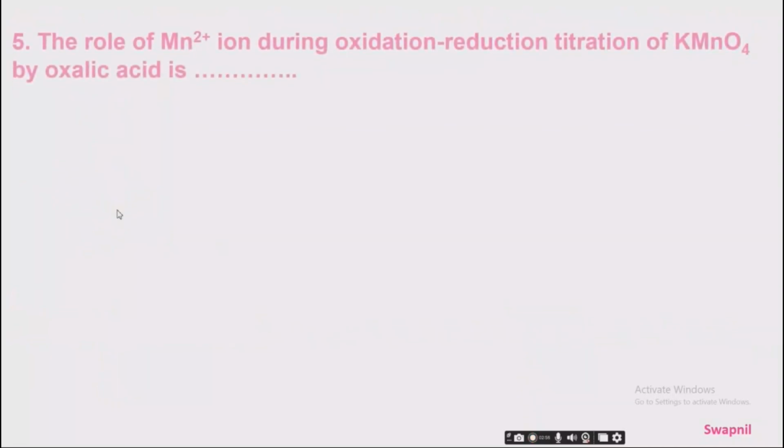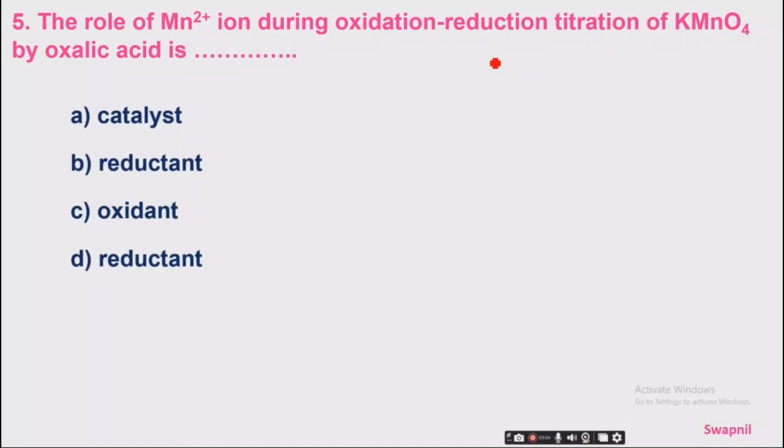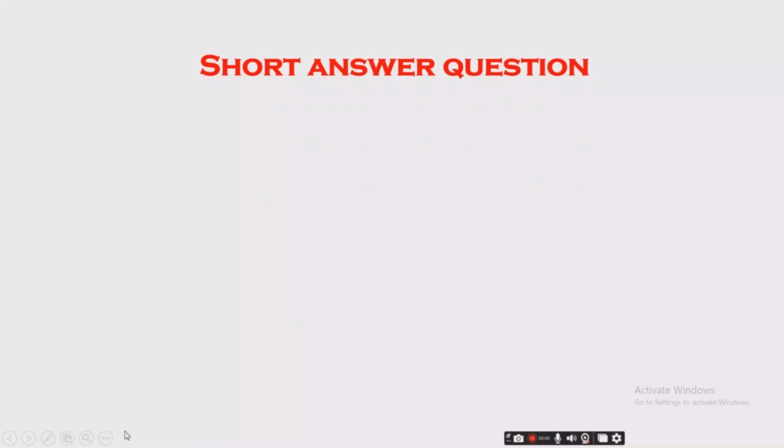So next, the role of Mn2+ ion during oxidation reduction titration of KMnO4 by oxalic acid is, and these are the options. So the correct option is option A, that is catalyst. So next are the short answer questions.